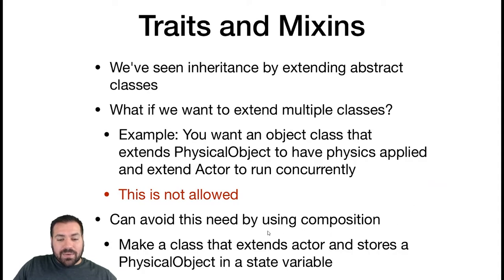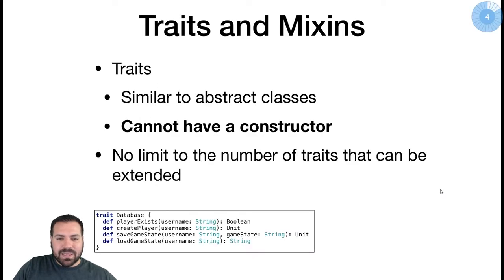And so we can get around this in some ways. We can extend actor and then have an instance variable or state variable of type physics object, and then pass a reference to that physics object whenever we need to have physics applied. And as long as we're careful about our reference passing, we can get the job done. But that's not exactly what we want. It's a little bit of an abuse of OOP. So for this, we're going to use traits and mix-ins.